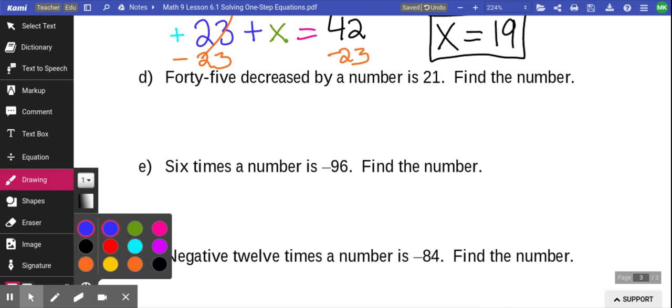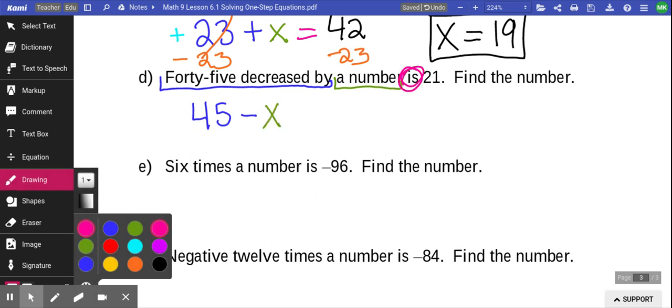Awesome. Next one. 45 decreased by. That means I have 45 subtract. That's what decreased by would be. It's subtracting something. So 45 decreased by a number. We don't know, so we put x. Is means I now put an equal sign. 21. And I have 45 minus x is 21. This is a tricky one.